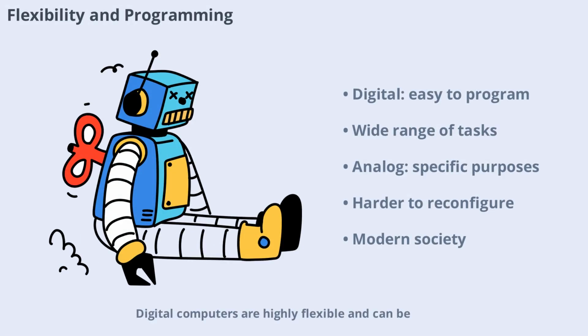Digital computers are highly flexible and can be easily programmed to perform a wide range of tasks. Analog computers, in contrast, are usually built for specific purposes and are harder to reconfigure. This flexibility is one reason why digital computers have become so widespread in modern society.